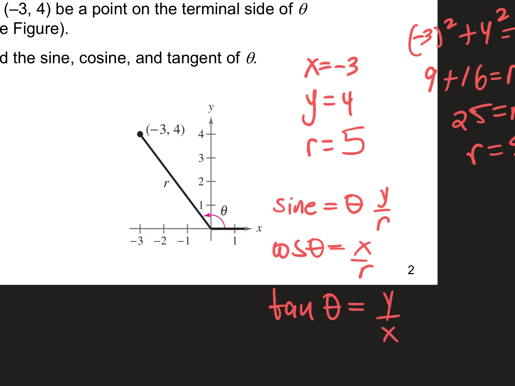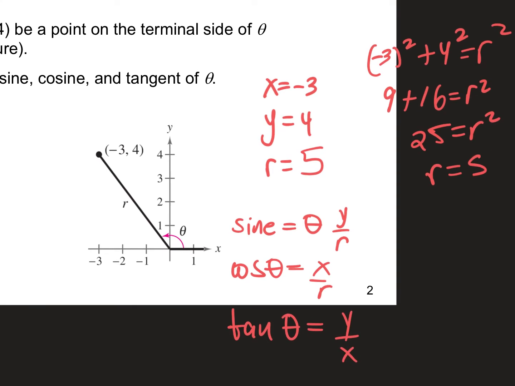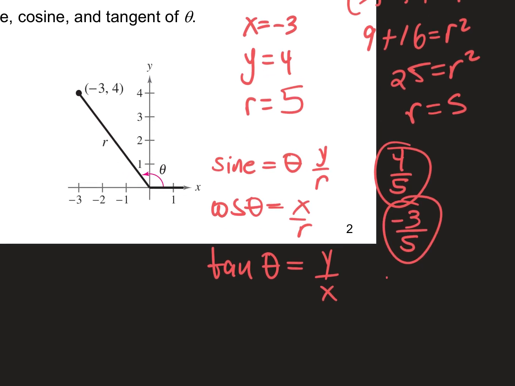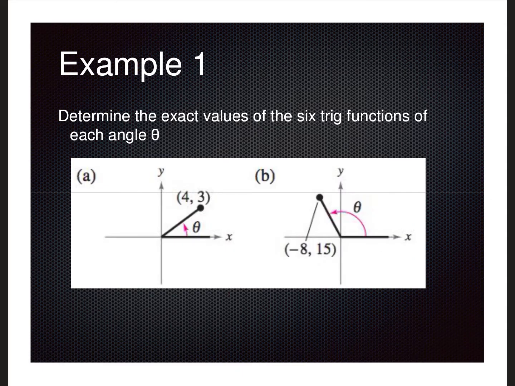Y over x. So the same thing we did with our right triangle trig, our opposite, adjacent, and hypotenuse, it's the same thing. But we're talking about points that create triangles on the coordinate plane, not about buildings and stuff like that. So your sine is going to be y over r. Your sine of theta is 4 over 5. Make sense? Cosine is what? -3 over 5. What is tangent? 4 over -3.